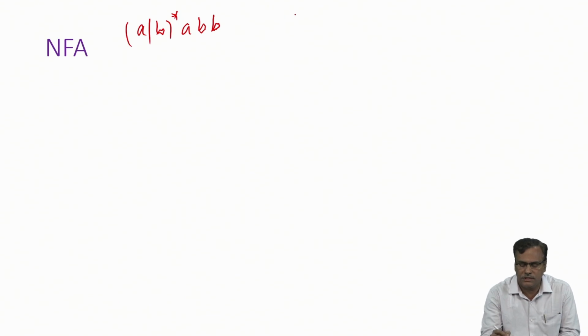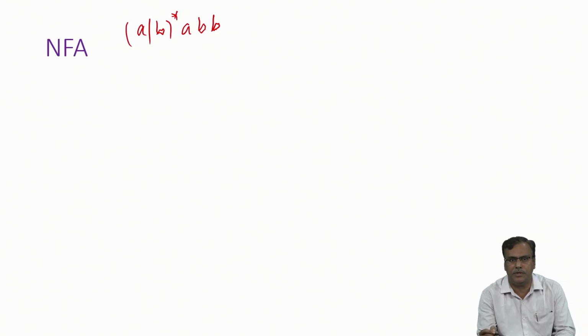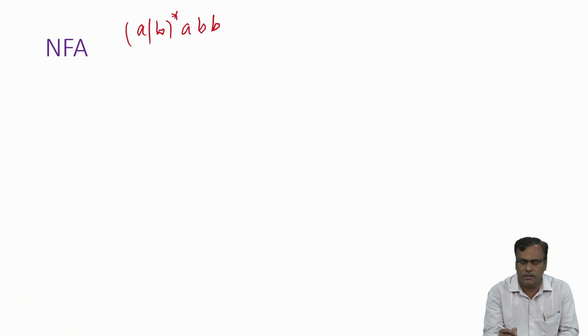So possible strings of this language are ABB, AABB, BABB, or any combination of A's and B's followed by ABB. That is, AABB, BABB, AABB, ABB, like this. Here, star means zero or more instances, zero or more symbols.